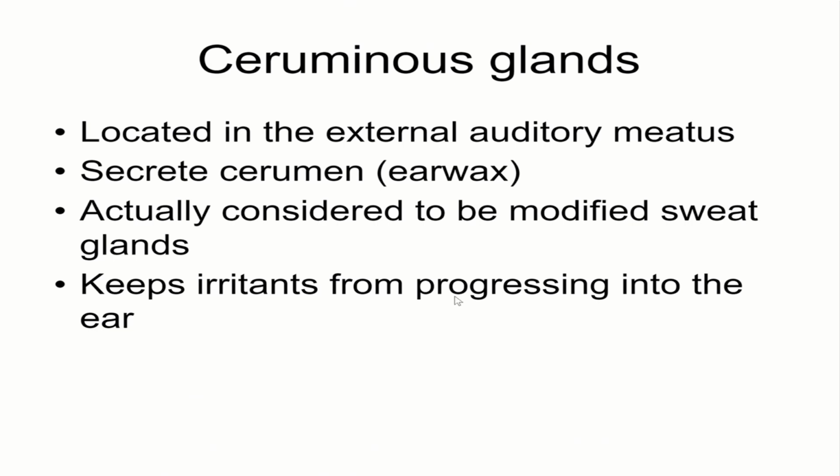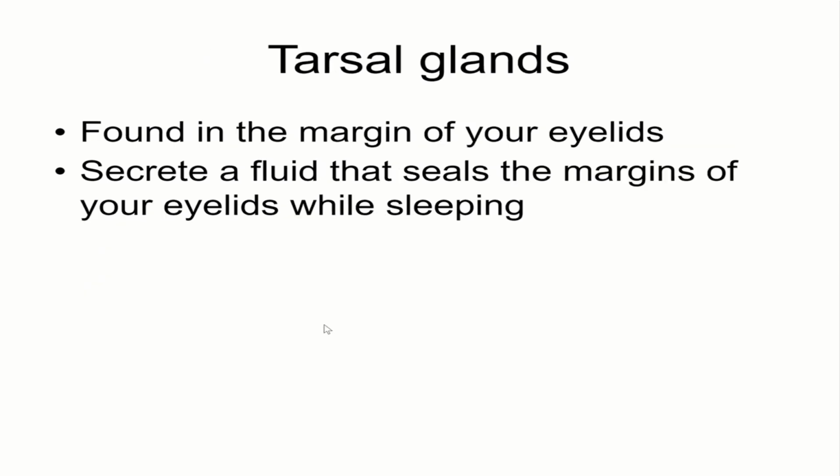Ceruminous glands are in the external auditory meatus. They are modified sweat glands, and instead of secreting sweat, they secrete cerumen, which is earwax. And it's just a protectorant. It protects against particulate getting into the ear canal. So it's just that thick wax that keeps anything that might blow into the ear from hitting the eardrum or any of the delicate structures inside the ear.